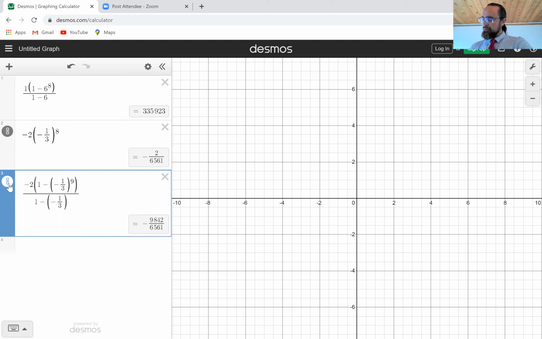So Desmos is real convenient. I just click that button to the left where it shows the ratio setup. This is -9,842 over 6,561. So we'll just head back to our note screen to finalize that answer.